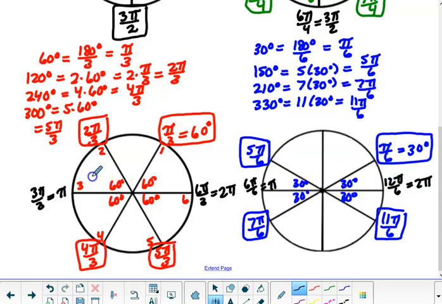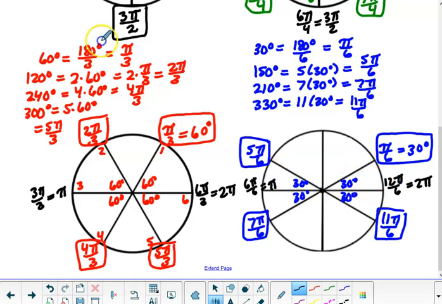The same thing happens with the 60s. 3 pi over 3 minus 1 is 2 pi over 3, plus 1 is 4 pi over 3. 6 pi over 3 minus 1 is 5 pi over 3. So we could also look at these as just one away from a whole pi, or 2 whole pi. So those are all of our special angles in radians.